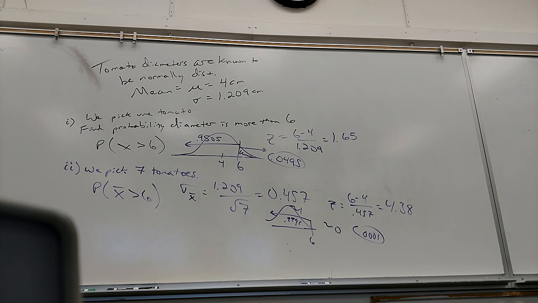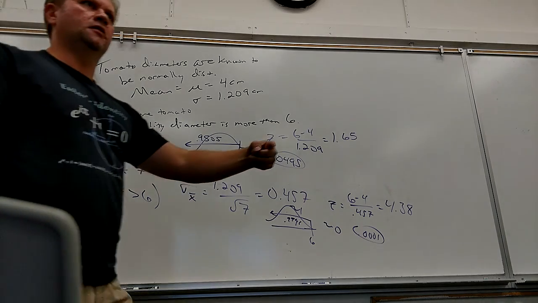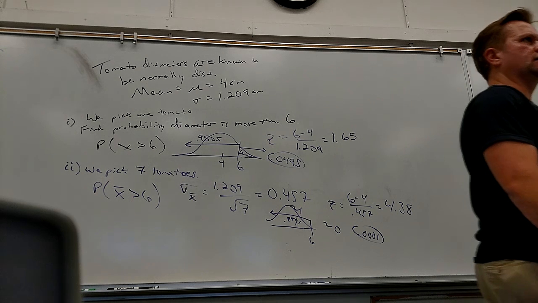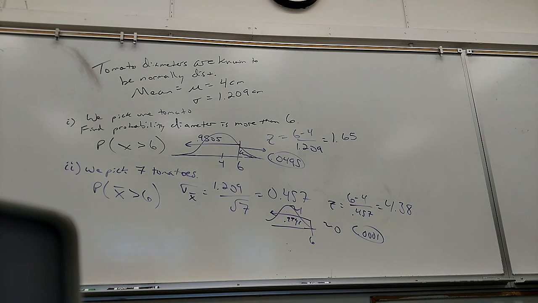Zeno's in city A, and he wants to go to city B, but he's never going to make it there because he's got to travel halfway, and then he's got to travel half the distance left, and then half the distance left, and then half the distance left.